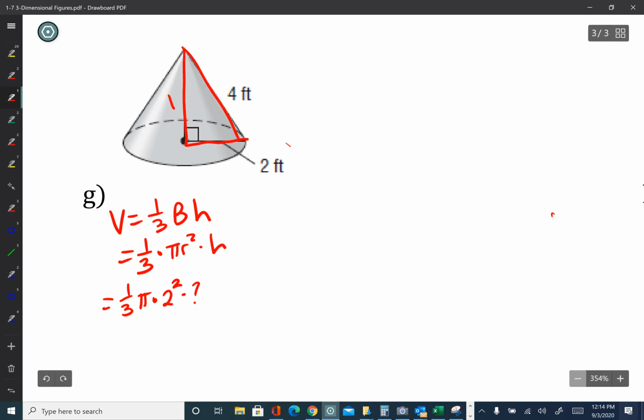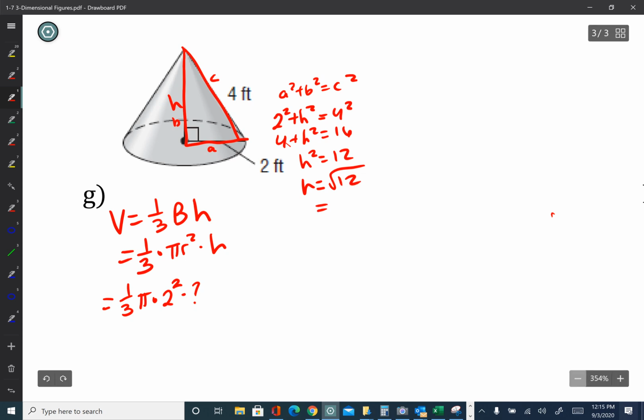So how do I find the height? It's a Pythagorean theorem question, right? We know that 2 squared plus 4 squared should equal the... oops, sorry. Let's fix it. Remember A, B, and C? We know that A squared plus B squared has to equal C squared. So 2 squared plus H squared has to equal 4 squared. So 4 plus H squared equals 16, so H squared equals 12. So H is equal to the square root of 12.